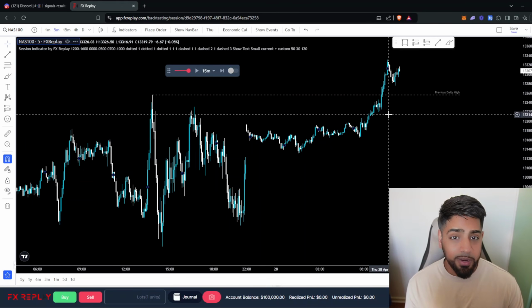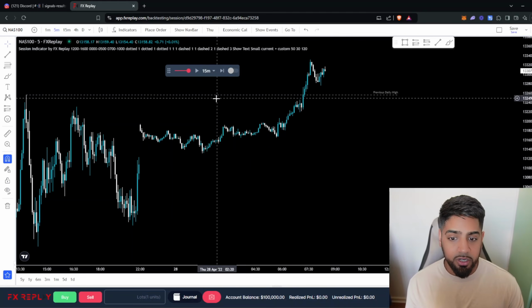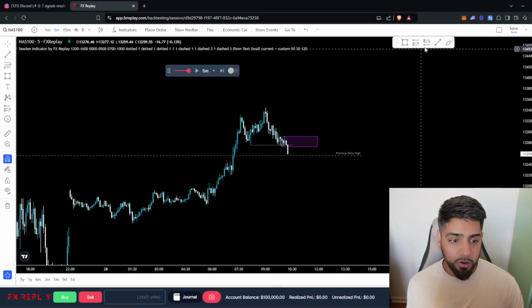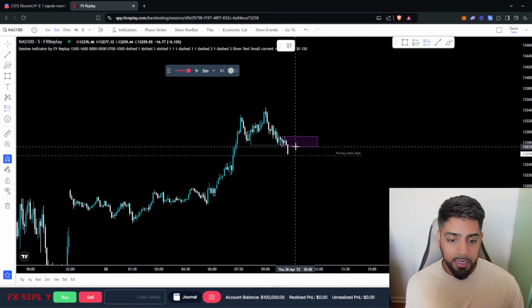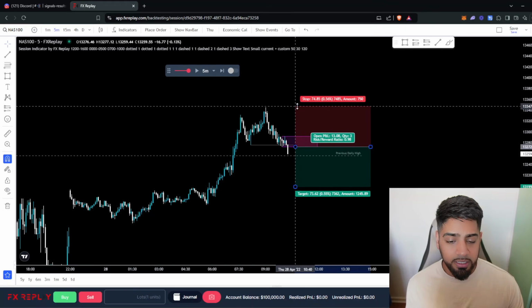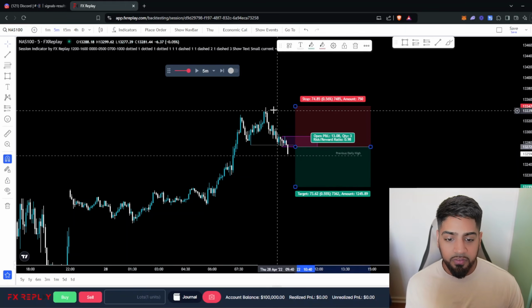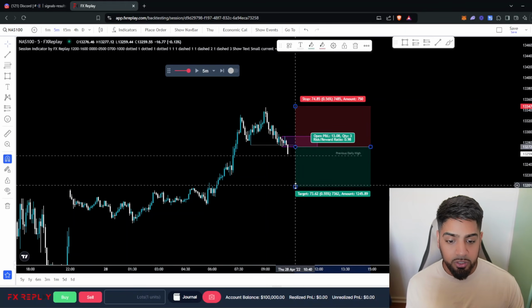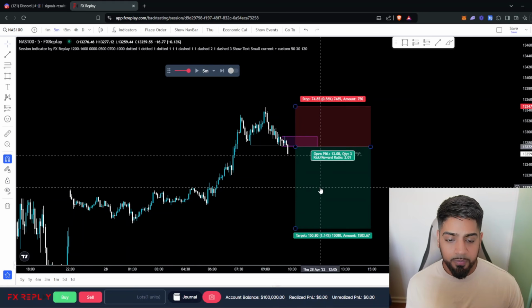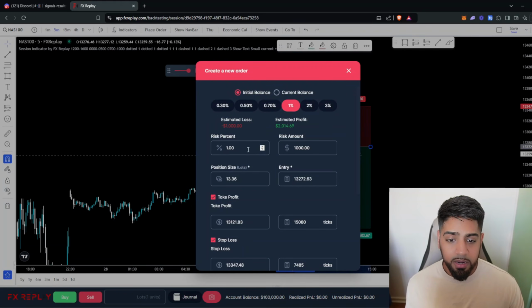So once we get that, we're now going to wait for a 5-minute market structure shift. We're now going to identify our fair value gap or order block that we're going to be taking our entry from. And in this case, we've taken our entry from this order block, which caused that market structure shift. After that, we're going to put our stops above the most local high, and we're simply going to target a 1 to 2. We're going to place the order with a 1% risk.